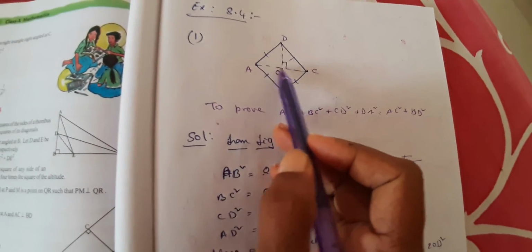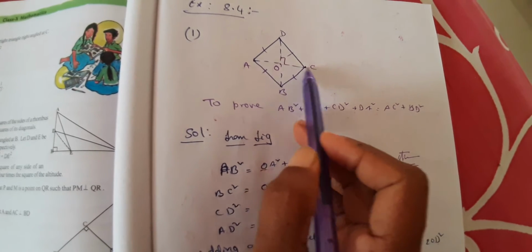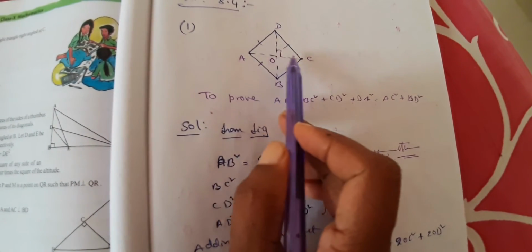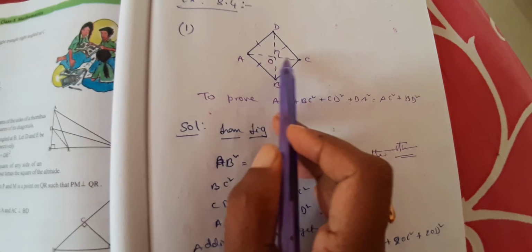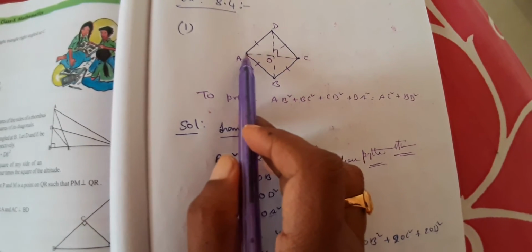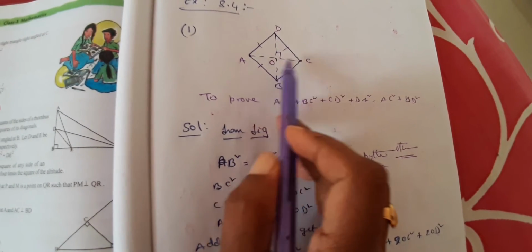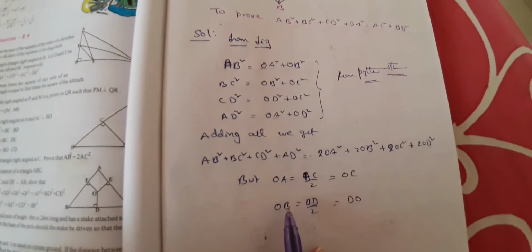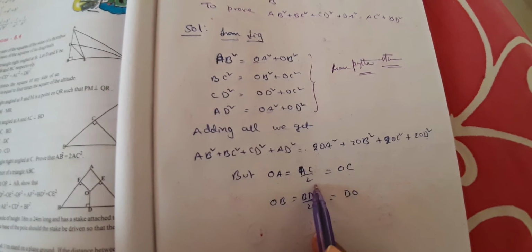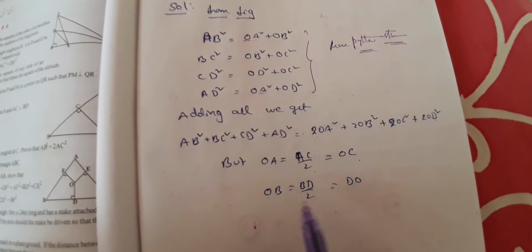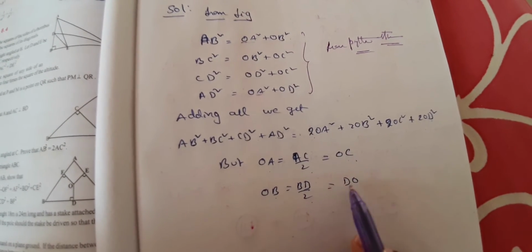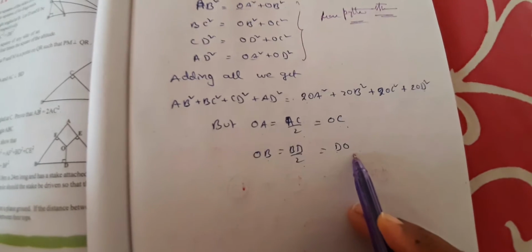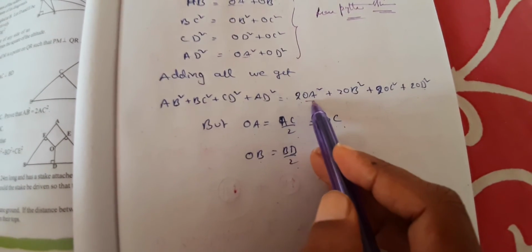But what is OA from the diagram? OA is a midpoint of AC. Similarly, OC is half AC. Since O is the midpoint, AO is AC by 2. OC is also AC by 2. So that is what we are going to mention here. So OA is equal to AC by 2, which is equal to OC. Similarly, OB is equal to BD by 2, which is equal to OD.